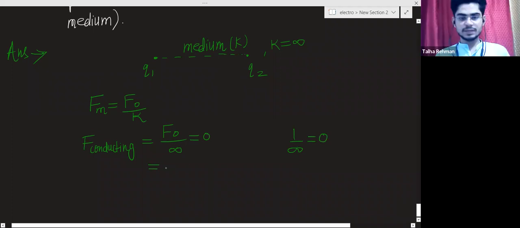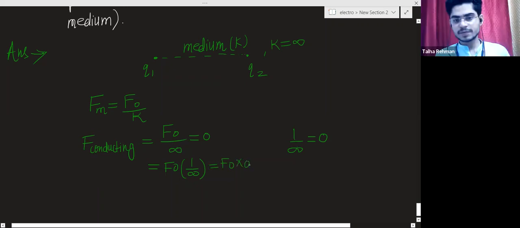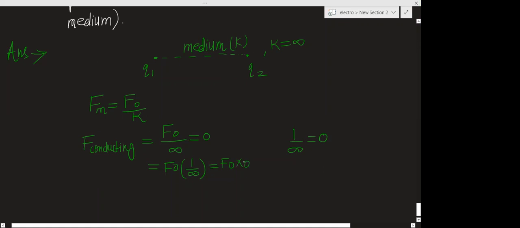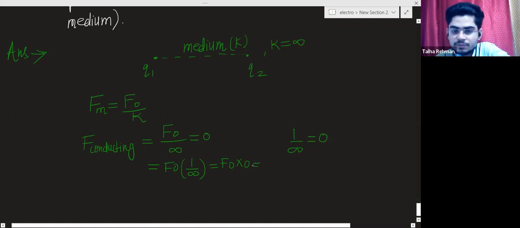So F conducting is 0. You can write this F naught into 1 by infinite, and 1 by infinite has value 0. And you can multiply 0 with any number, whether it is in crores, whether it is in billions, whatever, it will become 0.